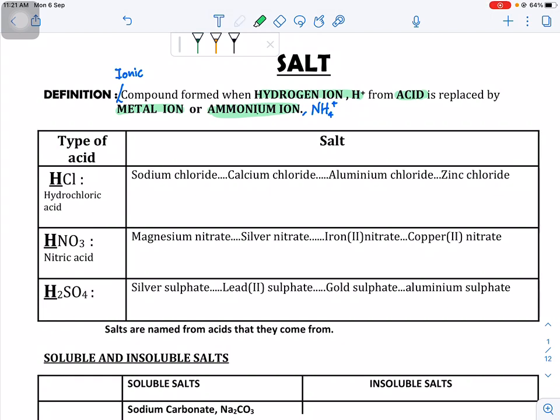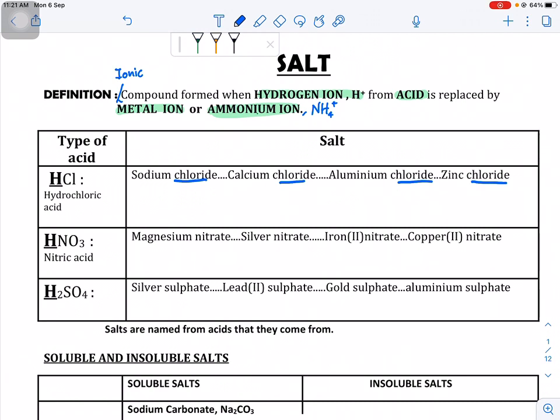Let's look at the example here. Examples of salt here: sodium chloride, calcium chloride, aluminium chloride, and zinc chloride. What are their similarities? All of them contain chloride ion, meaning that they come from the same source, the same acid. The acid that they come from contains chloride ion. So what is the acid? The acid is hydrochloric acid.